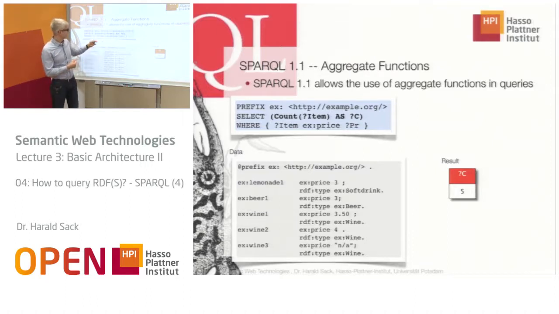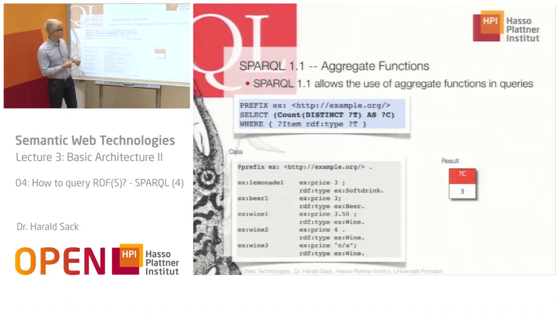Okay, let's take a little bit more complicated example. So for example, what we have here is we want to count the categories of the beverages. As you can see here in the database, in the gray box, we have a lemonade, a beer, and we have 3 types of wine. And what we want to count is the number of distinct categories. It means soft drink, beer, and wine should be 3. So how do we formulate this in SPARQL?